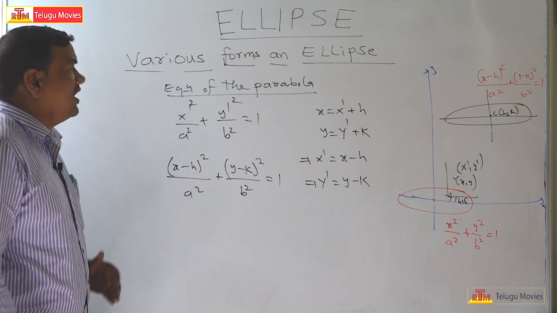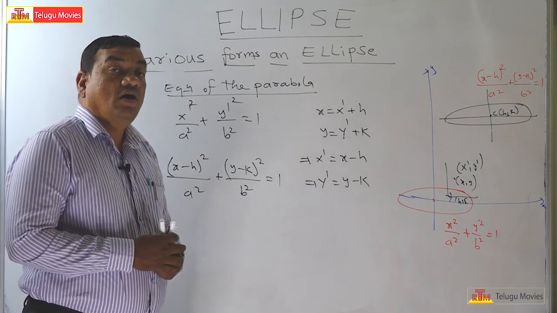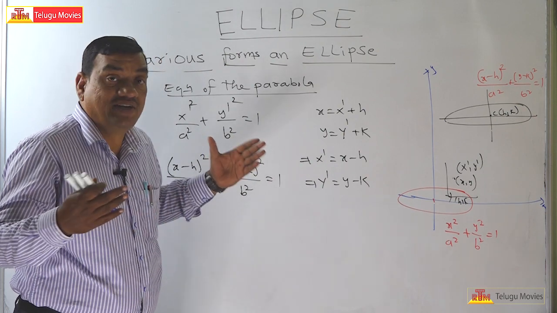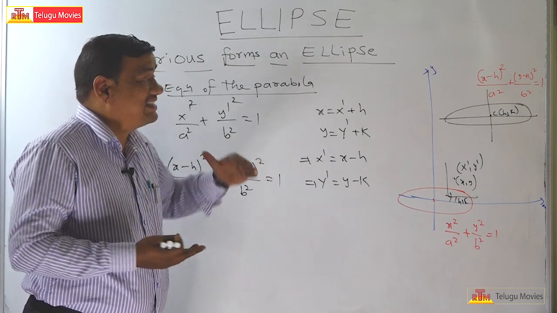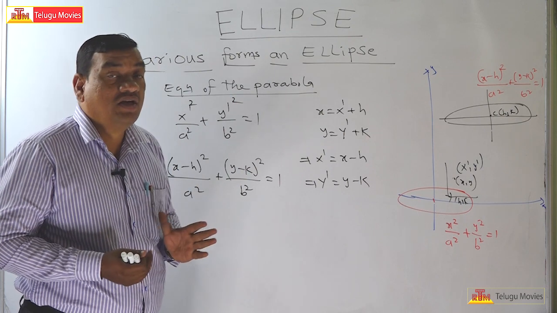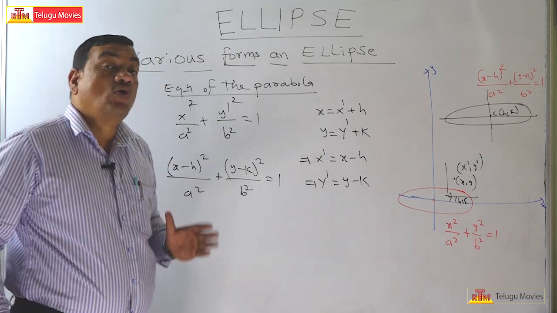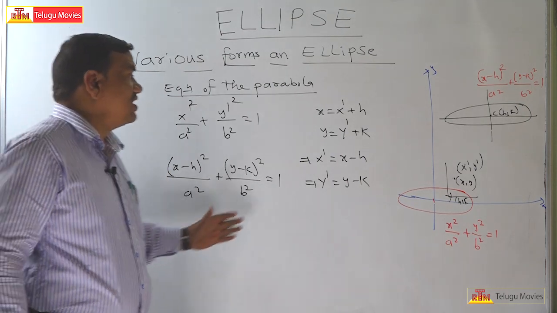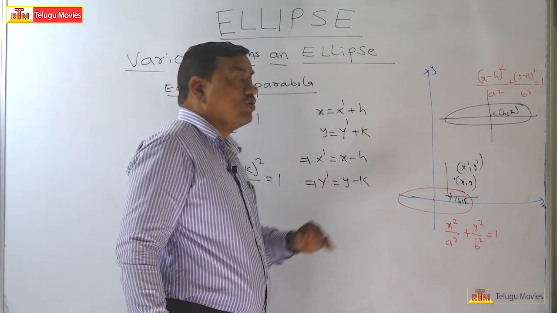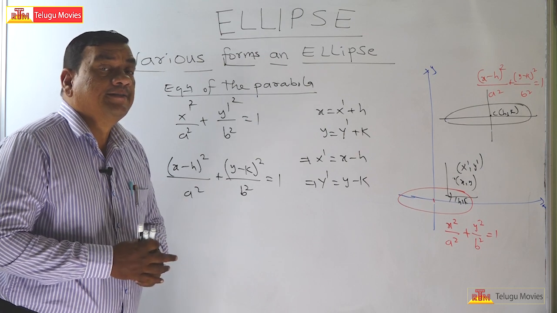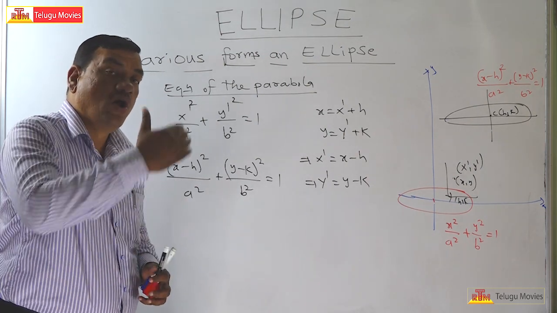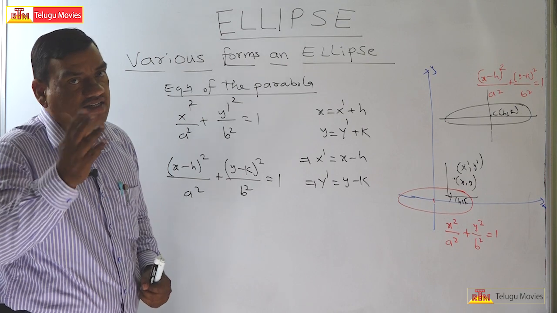Now we are going to see how the coordinates of the vertices, the endpoints of the major axis and minor axis, the equation of the directrix, all those things, how they will change. It is a very, very easy concept. Using this concept only, x is equal to x dash plus h, y is equal to y dash plus k, and by simple logic we can remember all the formulas. Let us see that.